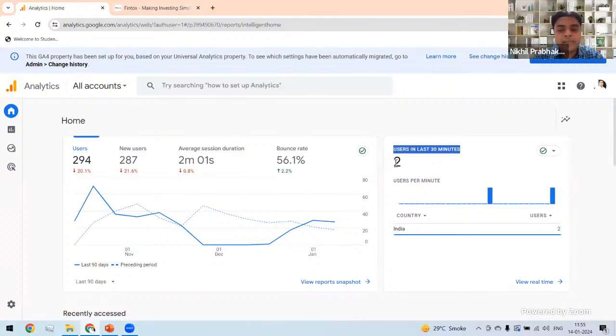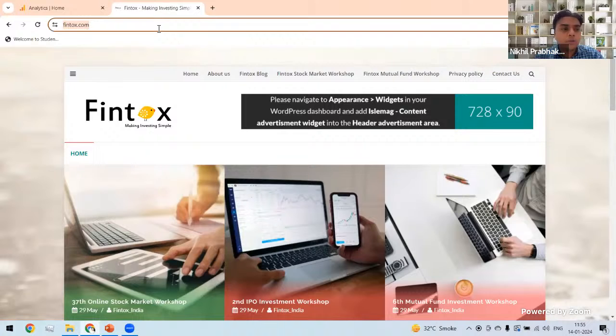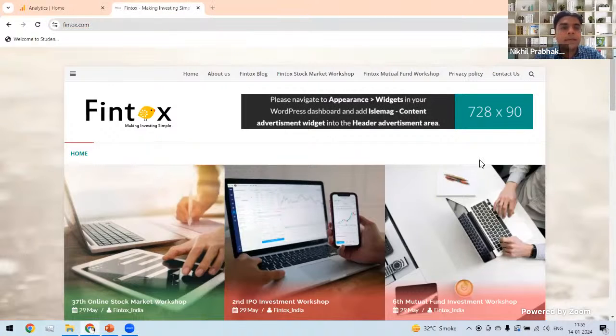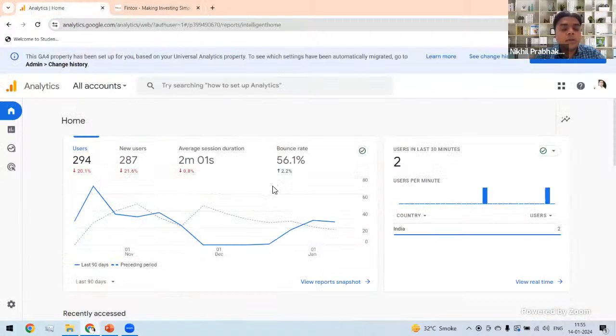So in real time, Google Analytics is able to capture how many people are visiting the website. So for this, let me also ask you guys, try to visit this website now, okay? And let's see how much time Google is taking to report. Okay, Sachin is also there on the website. So we have Sachin already there.